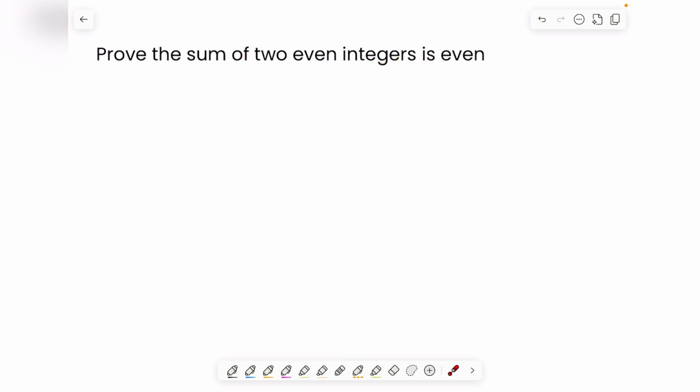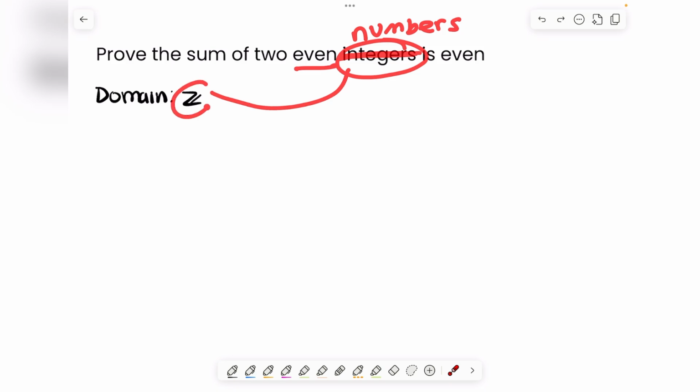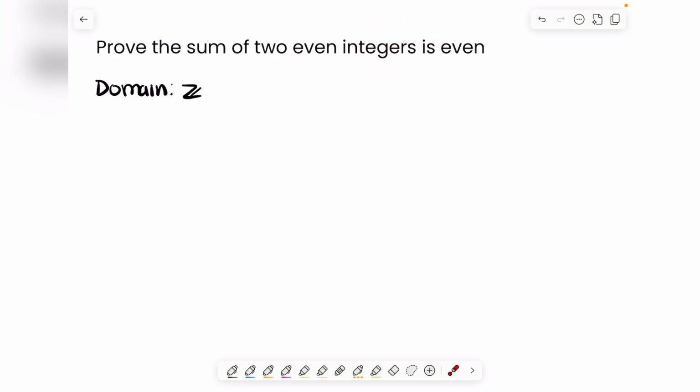Before anything, we have to identify what the domain is that we're working in. In this case, they tell us we're working with integers, so the domain is the set of all integers, which is just Z with a little extra line. If they had just said numbers instead of integers, then you would have to know the fact that the only numbers that are even or odd are integers, so then you would have to say, oh yes, we're working with integers. The next thing you want to do no matter what proof you're doing is your definitions.